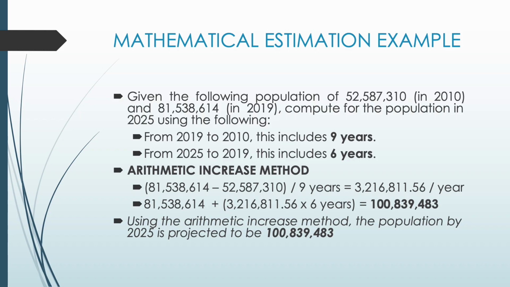You get again the 81,538,614 population of 2019 and add it to the increase per year, which is 3,216,811, and add 6 years because it is a 6-year interval from 2019 to 2025, and you get 100,839,483, which is the total population in 2025 projection.